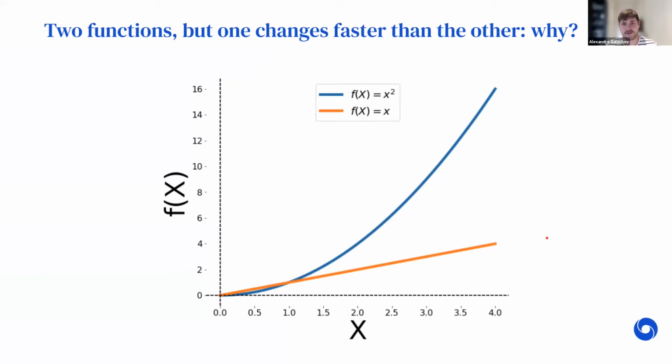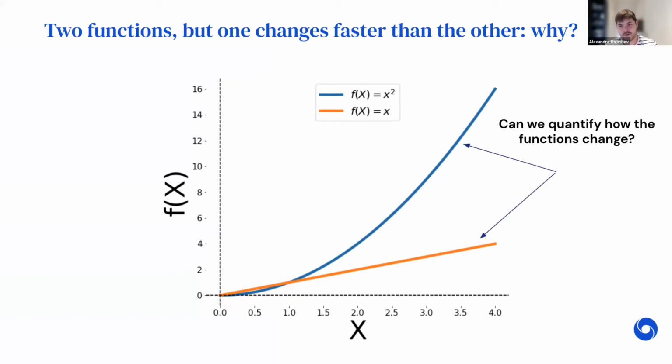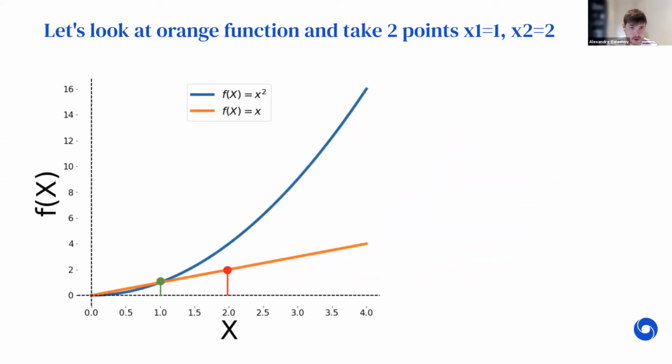And you see they're different, right? One goes up faster than the other. We also see that for similar values of x, they're similar at the beginning, and then very different later on. So can we understand what's going on and quantify this change? Let's look closer at this problem. I think it's an interesting observation.